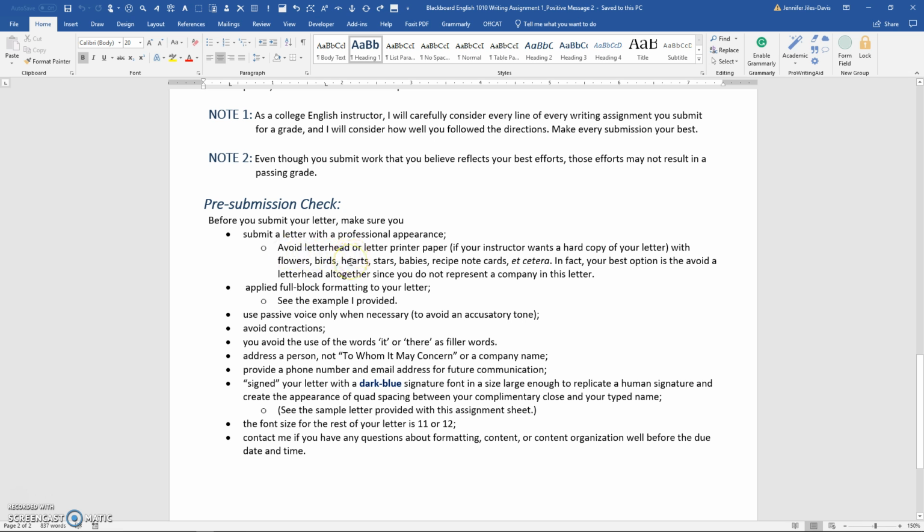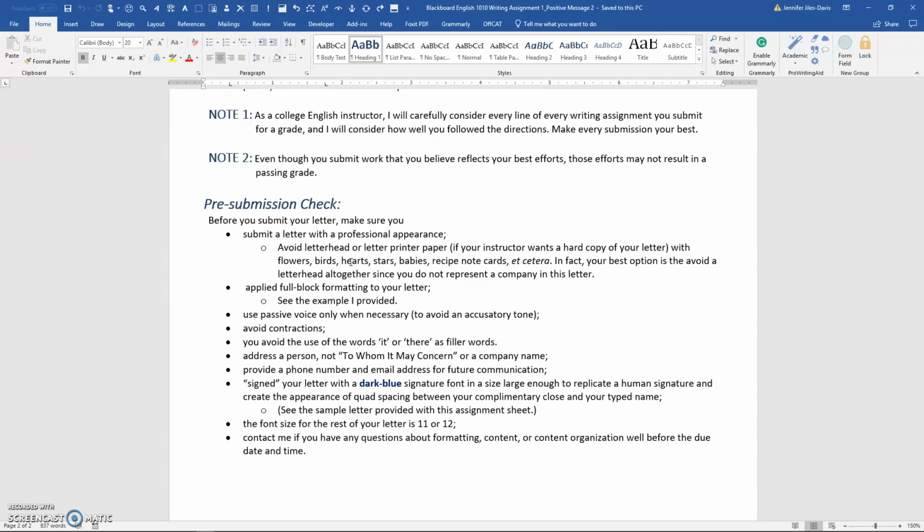So I know that you guys are going to give this to me as a Word document, but you can find all types of letterheads and borders in Microsoft Word. So please do not use anything that's got decoration, flowers, birds, hearts, stars, babies, recipe note cards. I mean, any of that stuff, crayons. That's not professional, and you're not a business. You are just you complaining about a product. Also, you want to make sure that you apply full block formatting to your letter. You want to use passive voice only when necessary to avoid that accusatory tone.